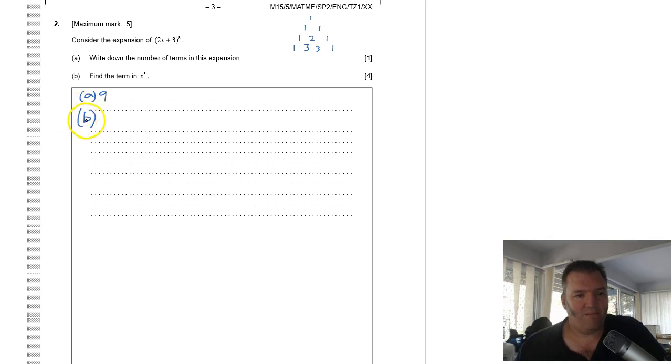Find the term in x cubed. So, we have a general rule. We have nCr. Remember, you'll often see it written like this.